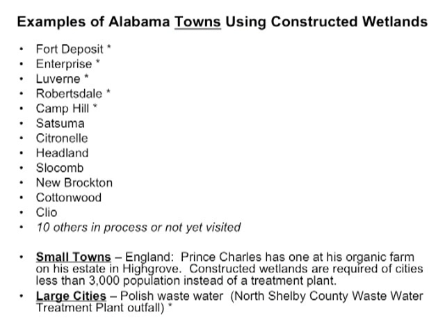This is examples of towns in Alabama that have constructed wetlands, cleaning all the wastewater. We'll see these, and then just to show you, there's quite a few more. And I understand in England, Prince Charles has one on his organic farm, on his estate at Highgrove, and that constructed wetlands are required for any town of 3,000 or less population instead of a regular conventional wastewater treatment plant. And large cities that have a whole lot of water to take care of, they actually can polish the water that's coming out of the sewage treatment plant before it goes in the river to clean it further, because what we put in the rivers is actually not cleaned water.